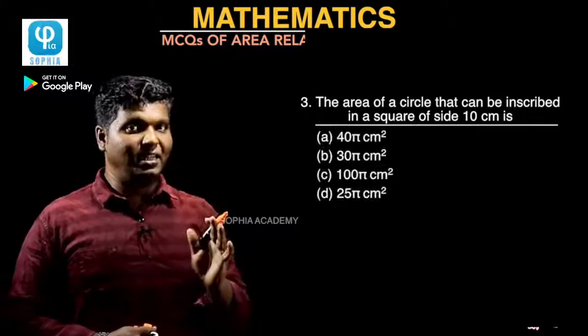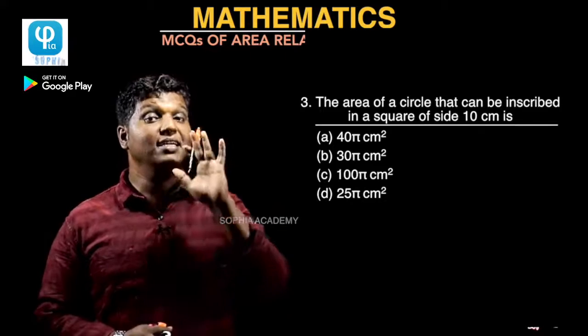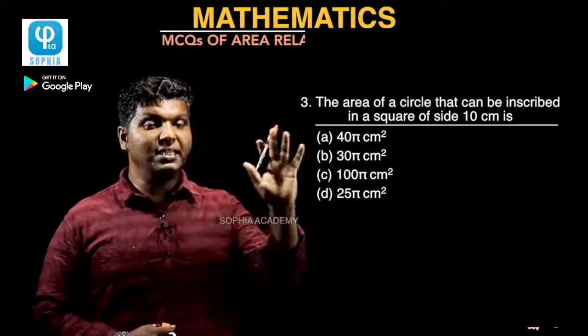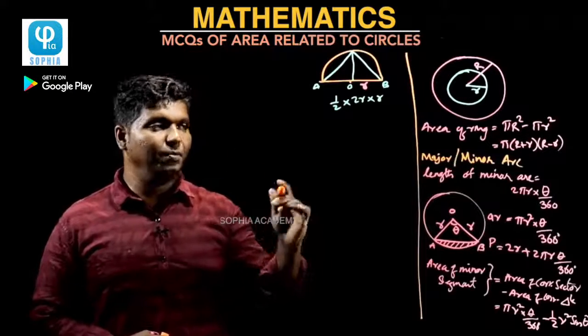The area of a circle that can be inscribed in a square of side 10 centimeter. Means there is a square given. Just imagine in your mind, a square is given.